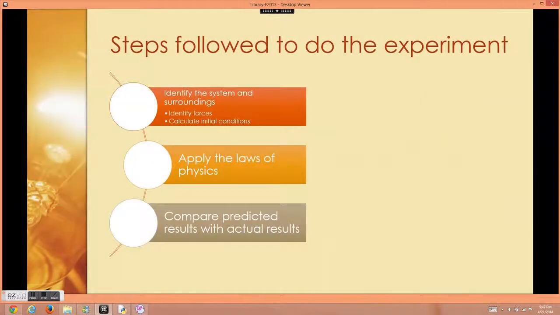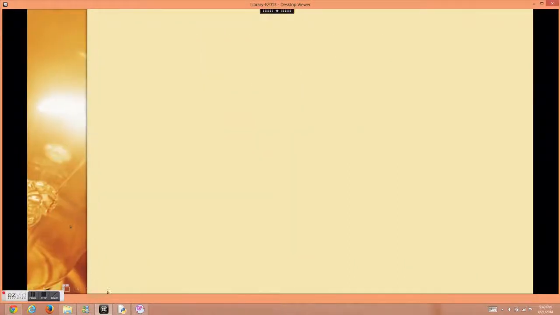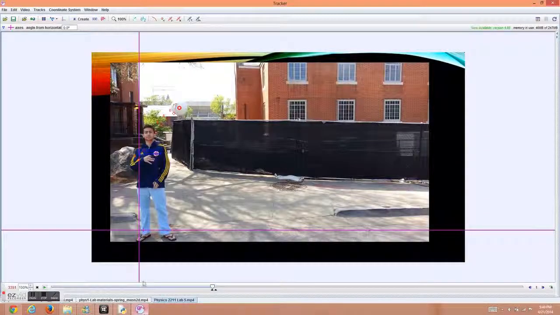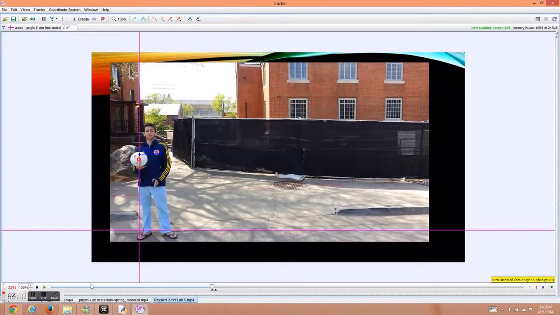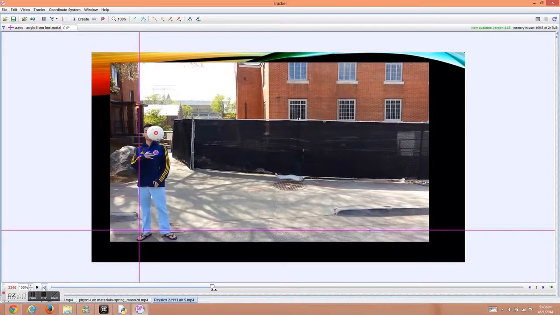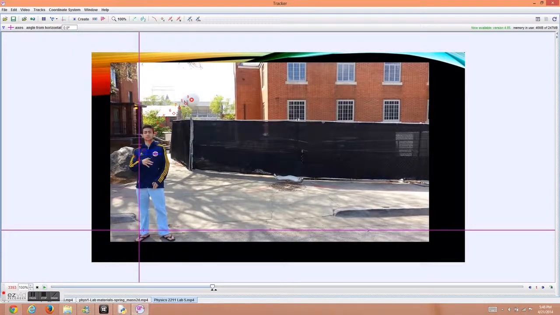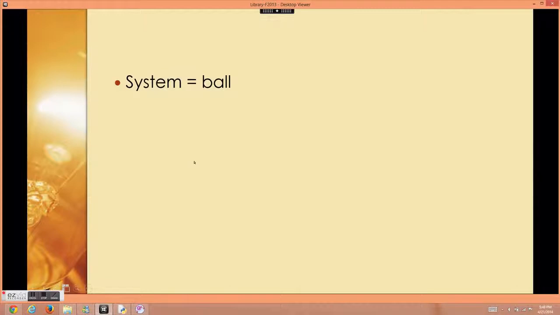So the steps I followed to do this experiment included identifying the system and the surroundings, the second step was to apply the laws of physics, and the third was to compare predicted results with actual results. Now we'll go ahead and do the first step. This is part of the motion we will be observing. The mass of the baseball in this scenario is 0.27. Our system would be the ball.